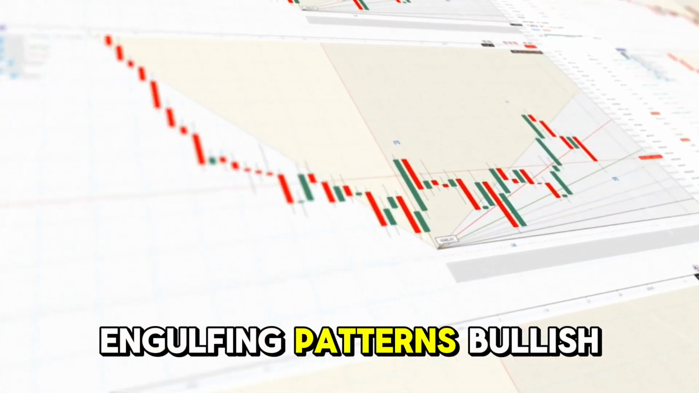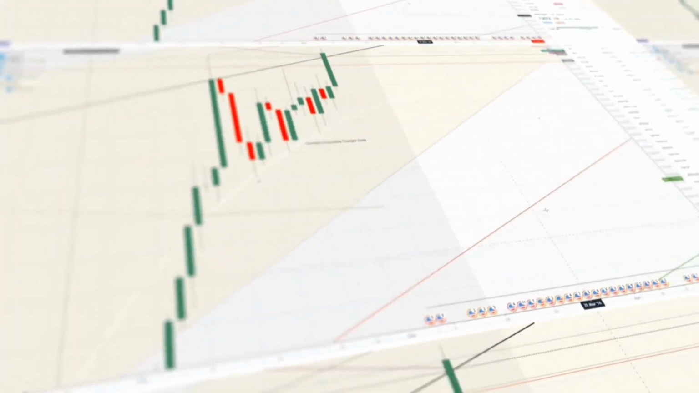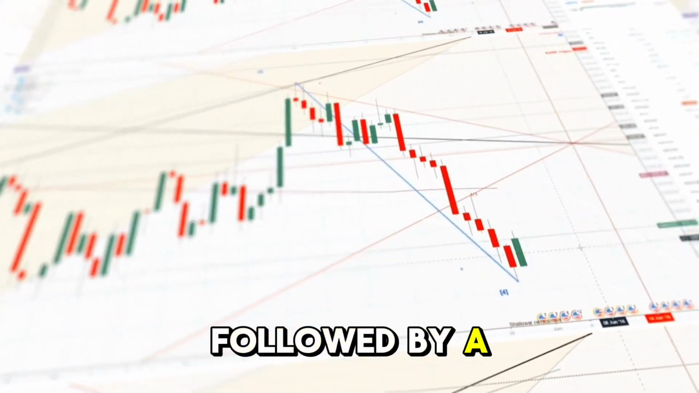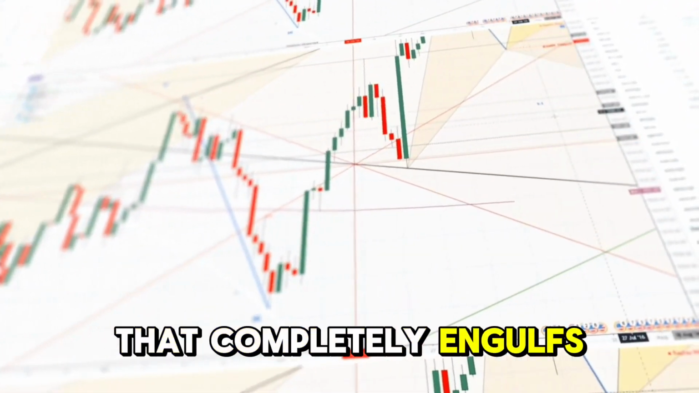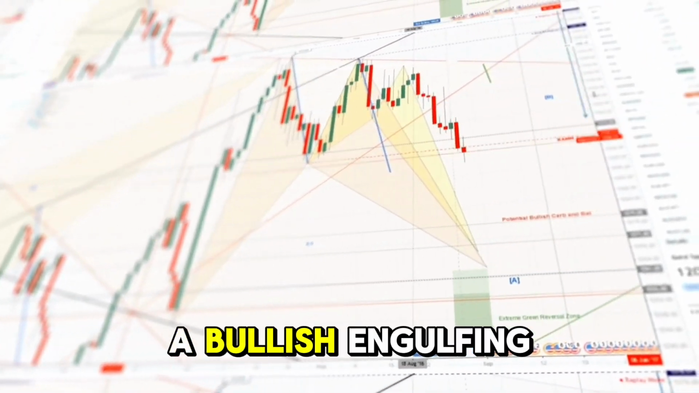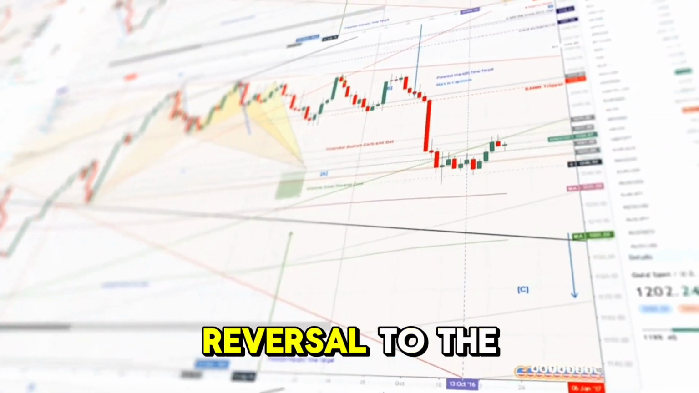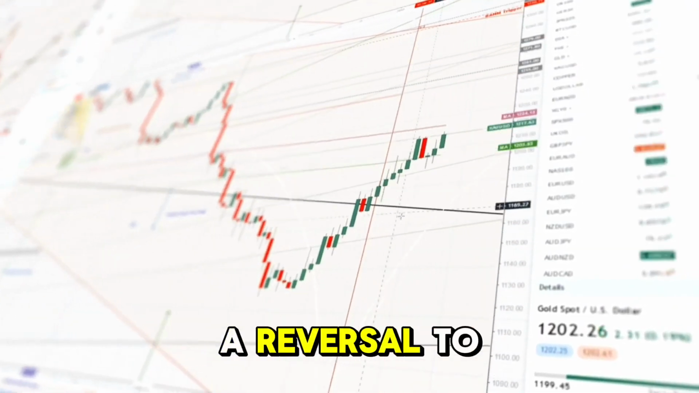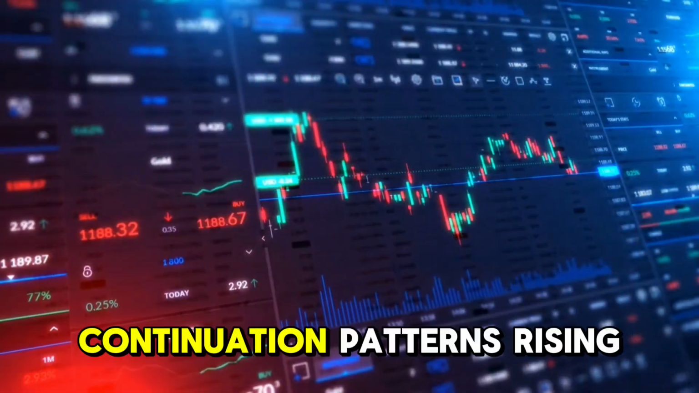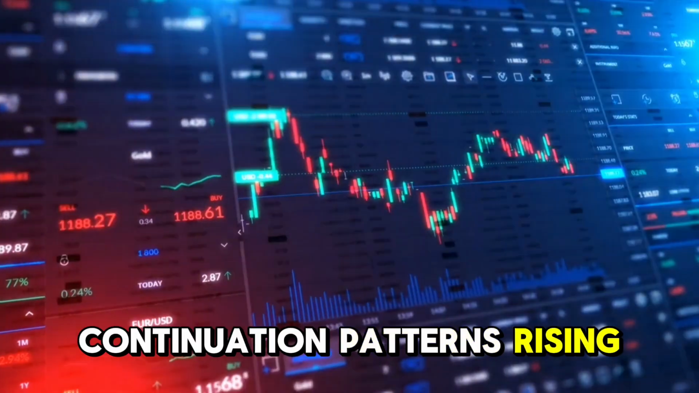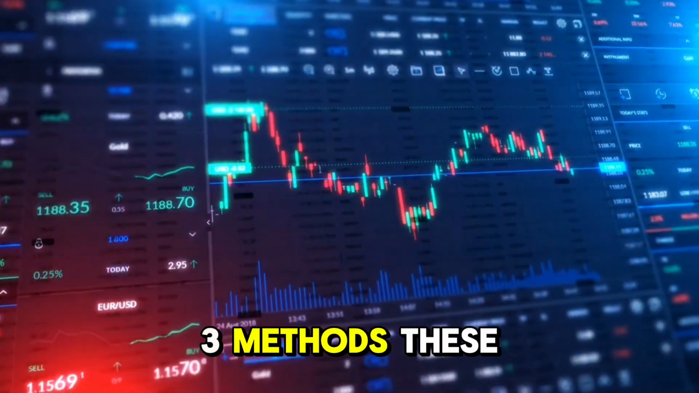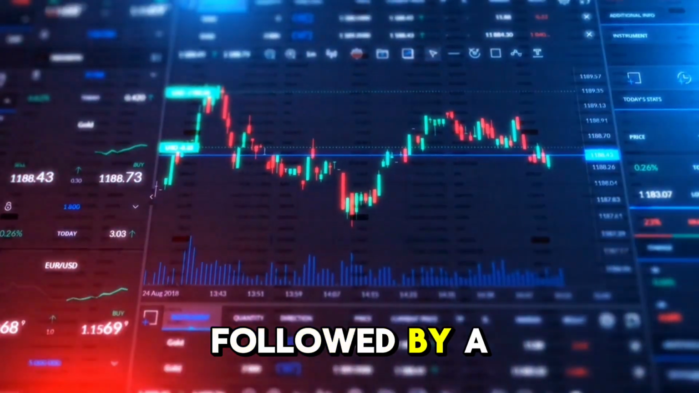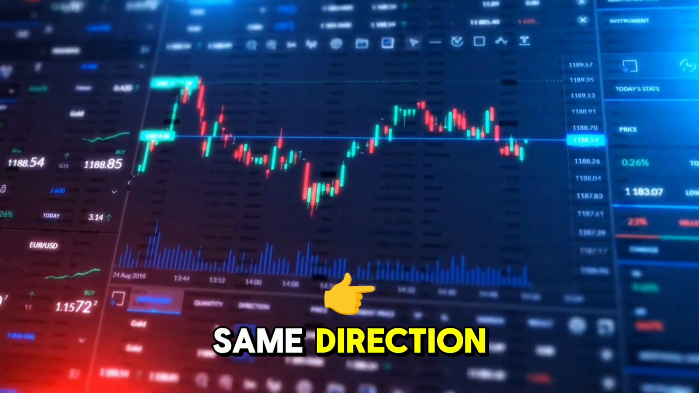Engulfing patterns, bullish and bearish. An engulfing pattern consists of a smaller candlestick followed by a larger candlestick that completely engulfs the previous one. A bullish engulfing pattern signals a reversal to the upside, while a bearish engulfing pattern indicates a reversal to the downside. Continuation patterns, rising and falling three methods. These patterns indicate a pause in the current trend, followed by a continuation in the same direction.